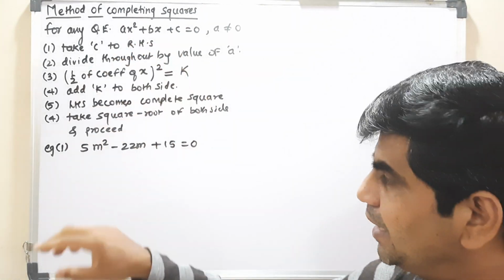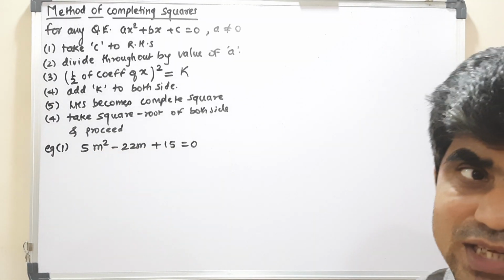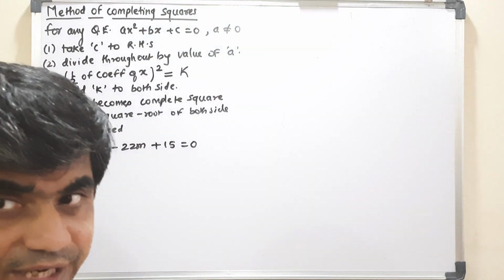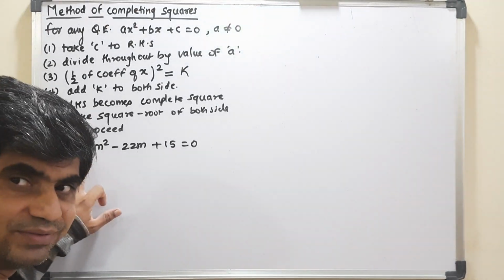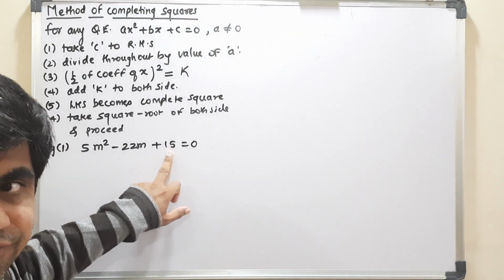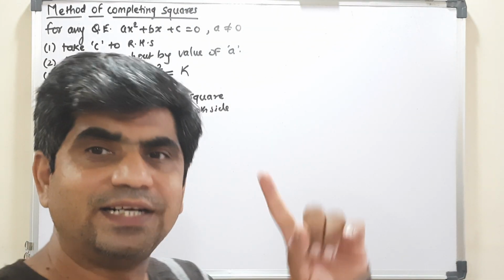The variable can be anything. So here it is m. Okay, so step number 1. What is my step number 1? Take c to RHS. So what is the value of c? Do not write the values of a, b and c here. This is the value of a, 5. This is the value of b, minus 22. And this is the value of c, that is 15. Okay, this constant, take it to the right side. That is your step number 1.